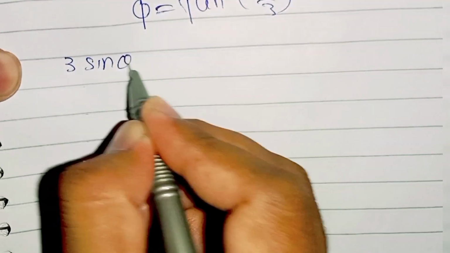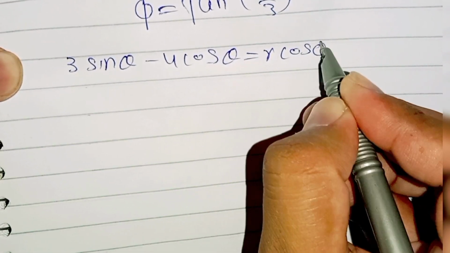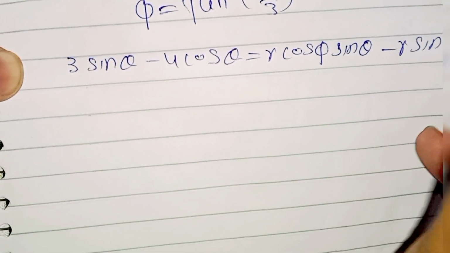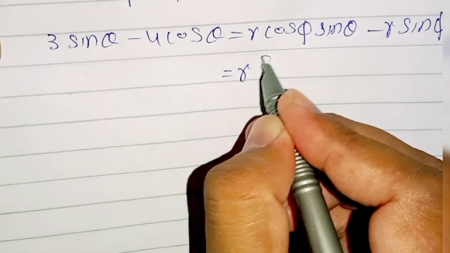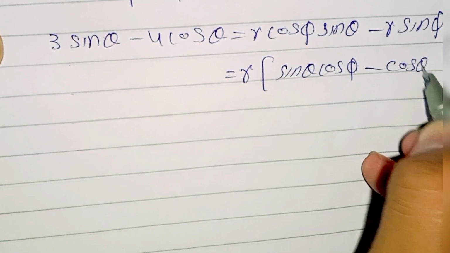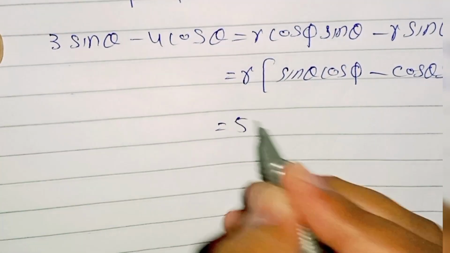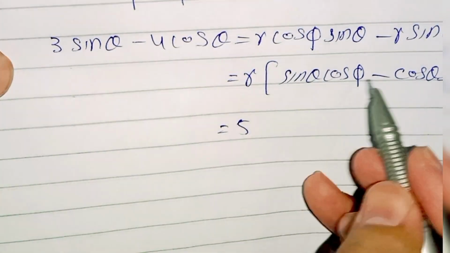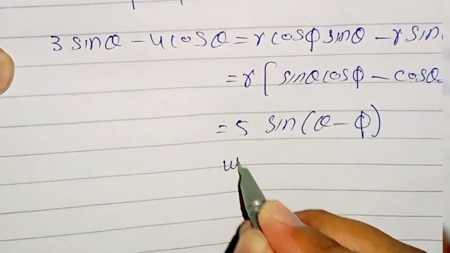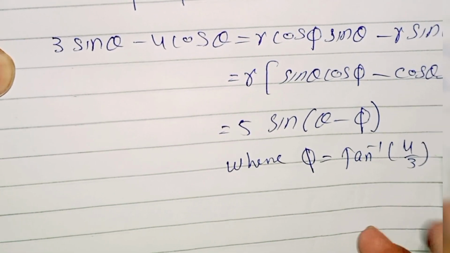3 sin theta minus 4 cos theta is equal to r cos phi sin theta minus r sin phi cos theta. Taking common r, we have sin theta cos phi minus cos theta sin phi. Putting the value of r 5, and here we use the formula sin alpha cos beta minus cos alpha sin beta, sin of theta minus phi, where phi is equal to tan inverse 4 over 3.